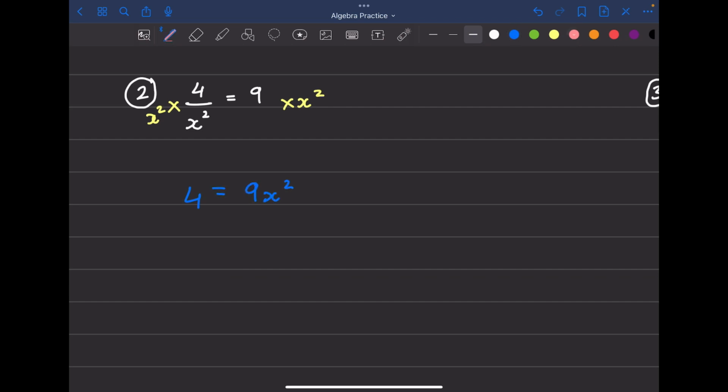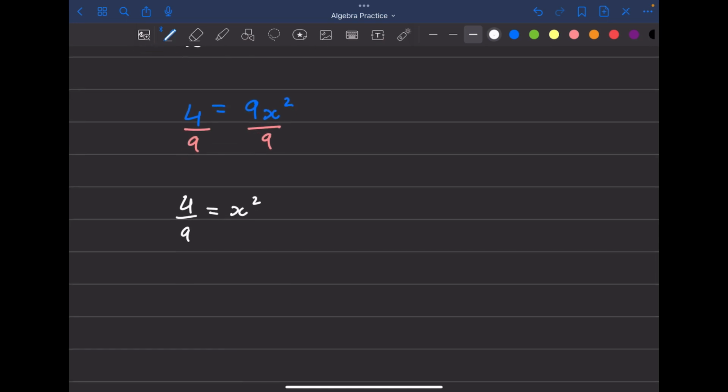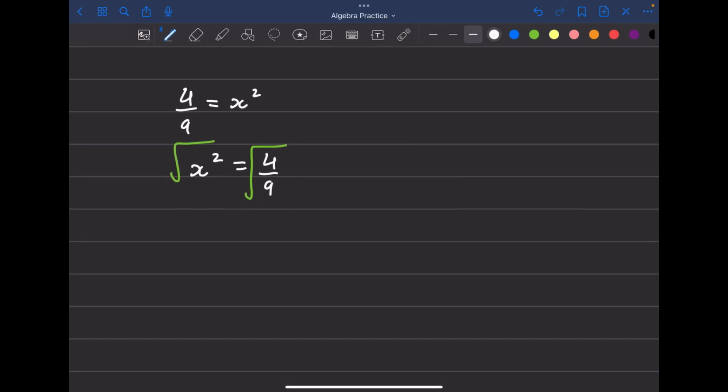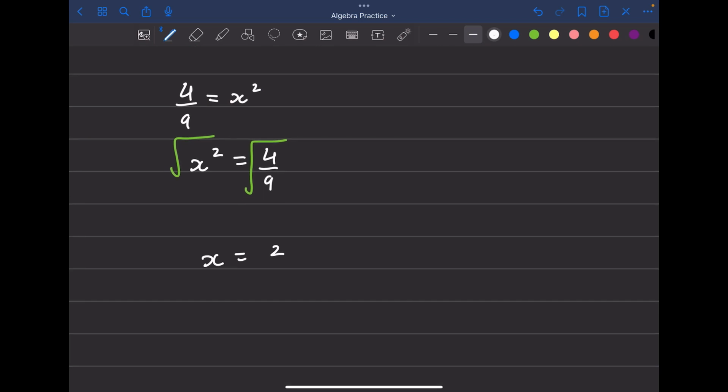Now we can divide both sides by 9 to get rid of the 9 on this x squared. That would give us 4 over 9 is equal to x squared. And just to make it look better, I can write this as x squared is equal to 4 over 9. Now one last step, we can take the square root of both sides once again, just like the last question, and that will give us x is equal to 2 over 3, and we are done.